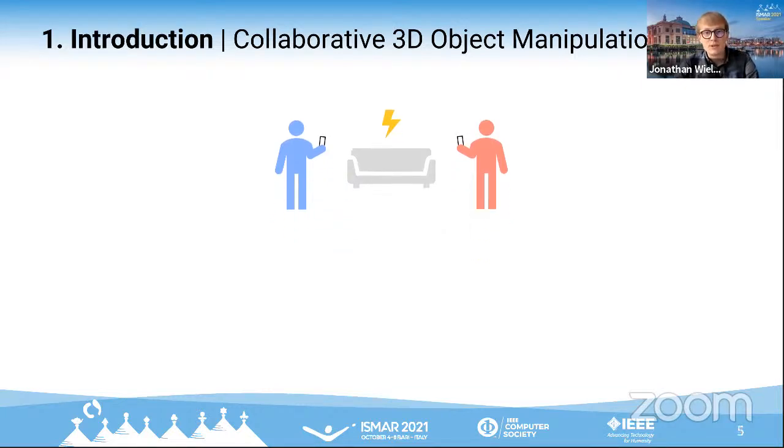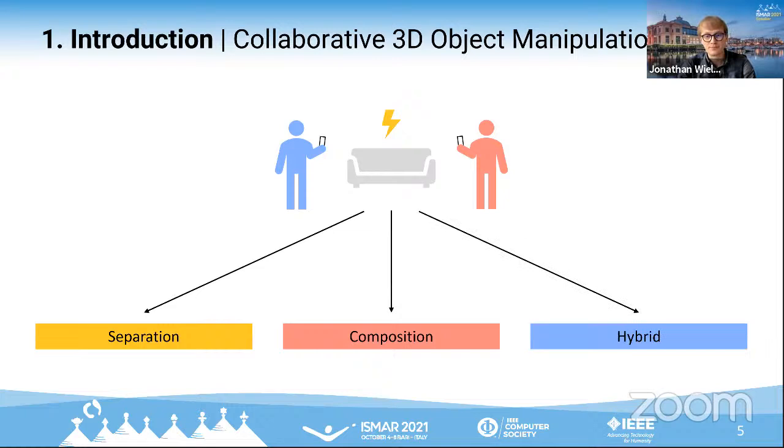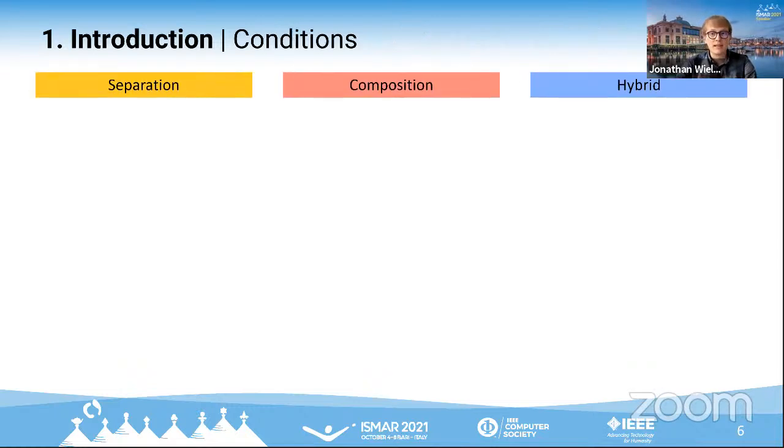From our literature research, we derived three different techniques to solve this conflict: separation, composition, and hybrid. With these techniques, we implemented a collaborative variant of IKEA's AR furnishing app, and then used this app to compare the three techniques in a user study. On the following slides, I will now shortly explain our techniques.